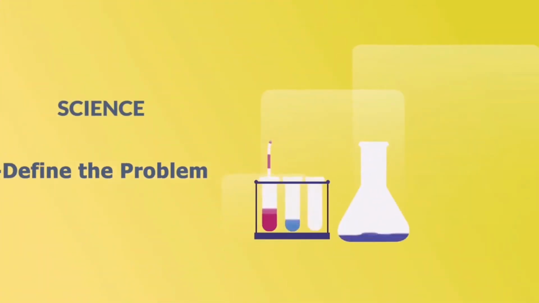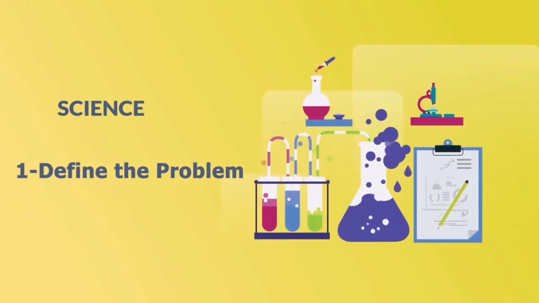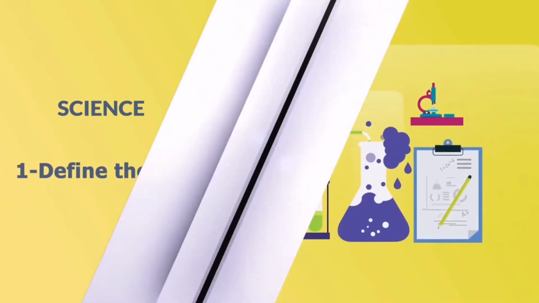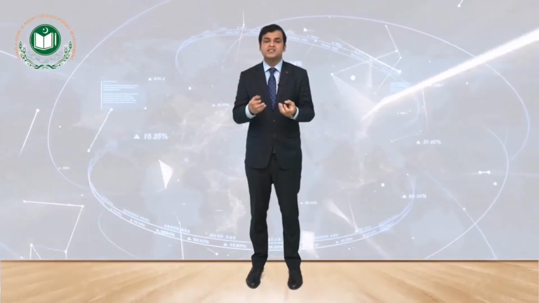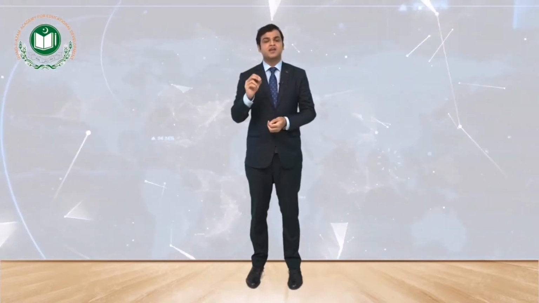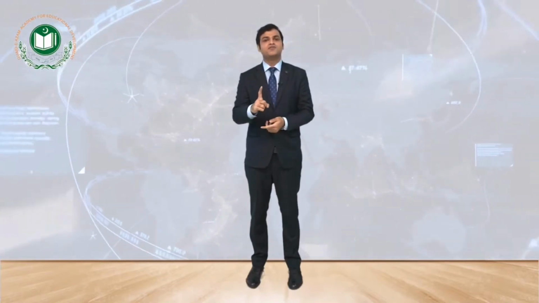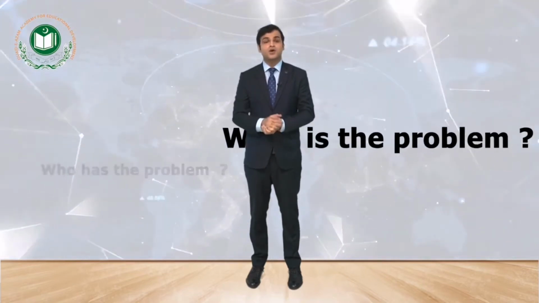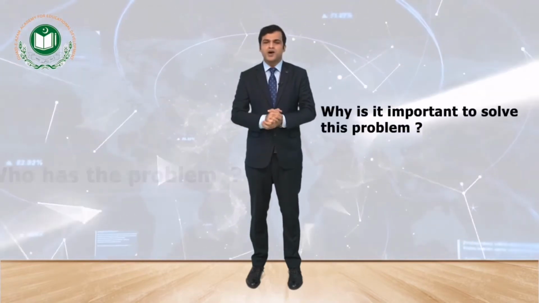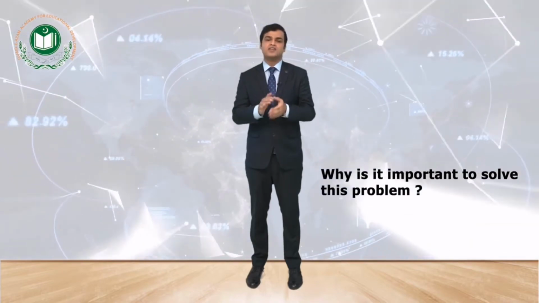There are 7 steps to the engineering design process, and number 1 is define the problem. What is the problem? In order to start the engineering design process, you have to answer these 3 questions. What is the problem? Who has the problem? And why is it important to solve this problem?